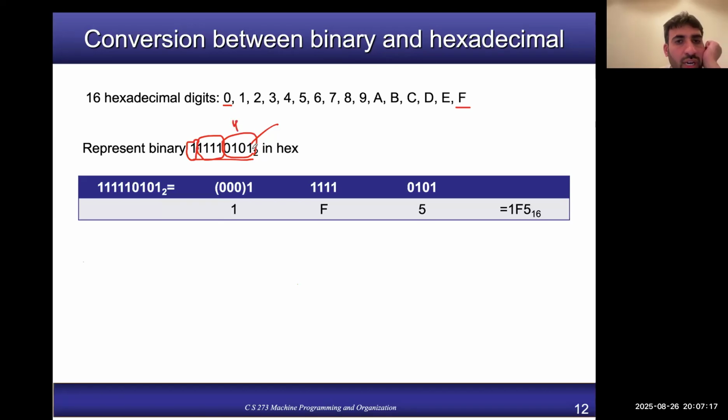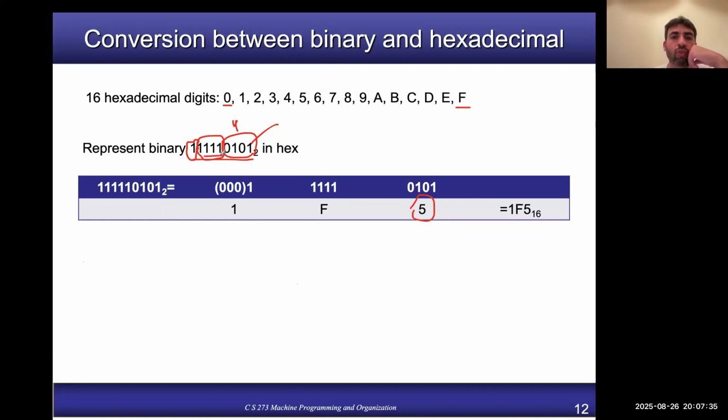So here I have 4 and here I have the weight of 1. 4 plus 1 is 5, right? So I simply write 5 here. Then for the next group of 4 bits, I do the same thing. If I convert this into decimal, it will become 15.